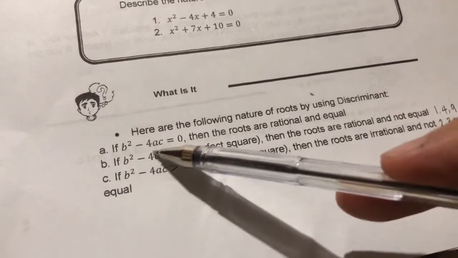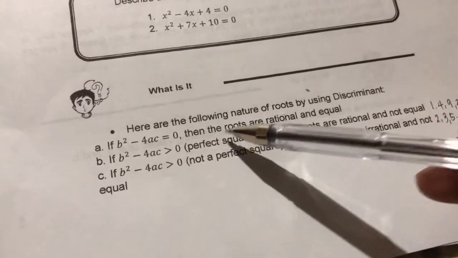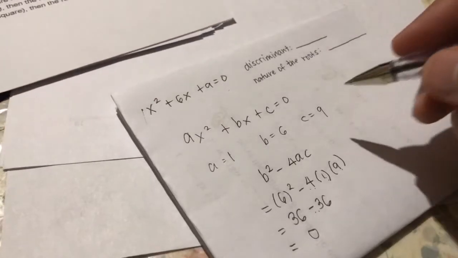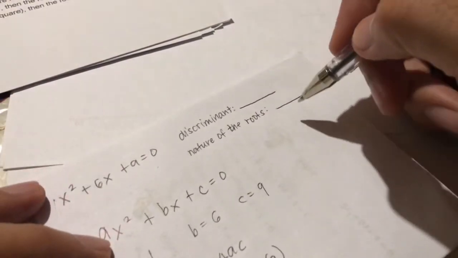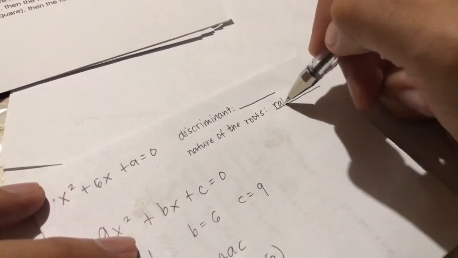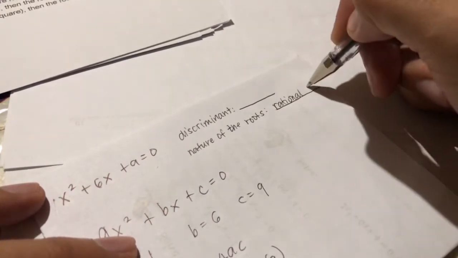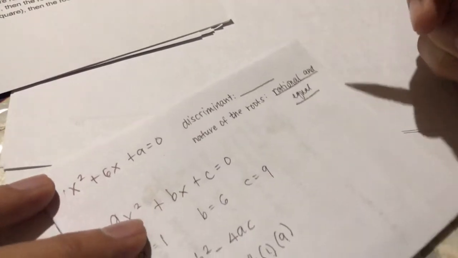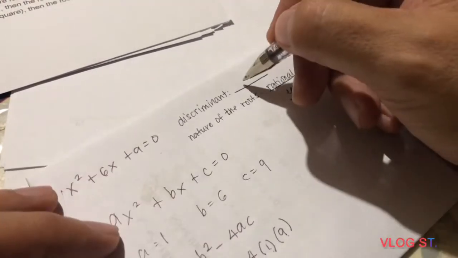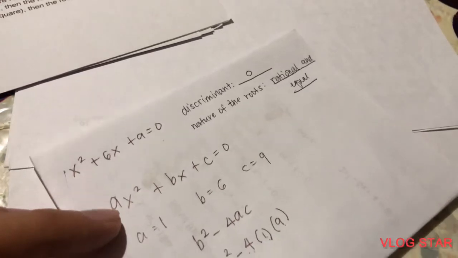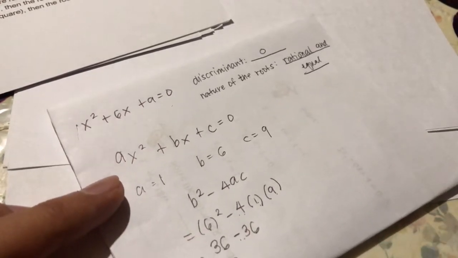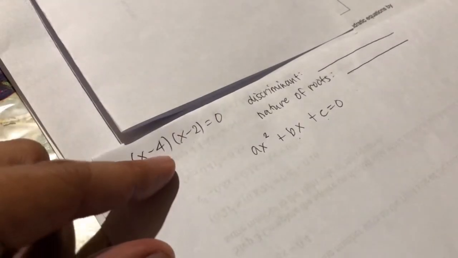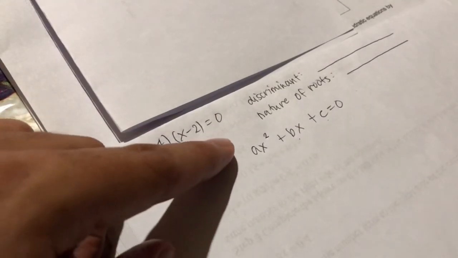If B squared minus 4AC is equal to 0, then the roots are rational and equal. So therefore, ang nature of roots natin dito is rational and equal. And how about our discriminant? Ang discriminant natin ay 0. Alright, another example. We have x minus 4 times the quantity of x minus 2 equals 0.